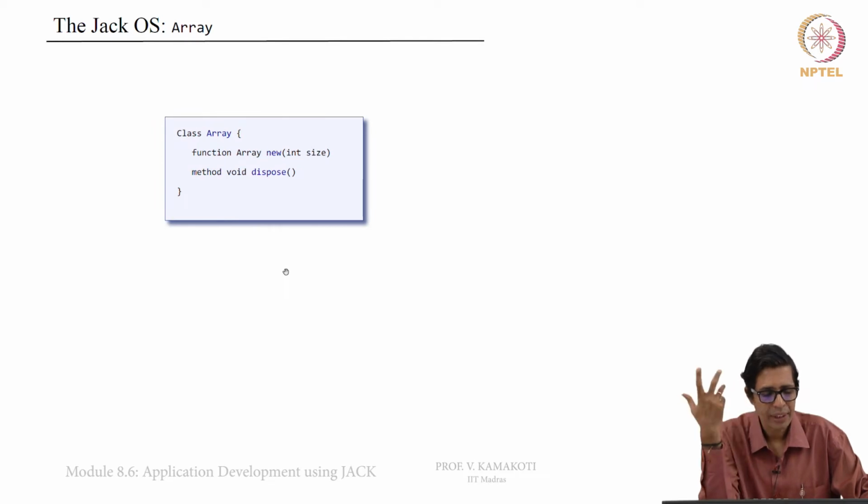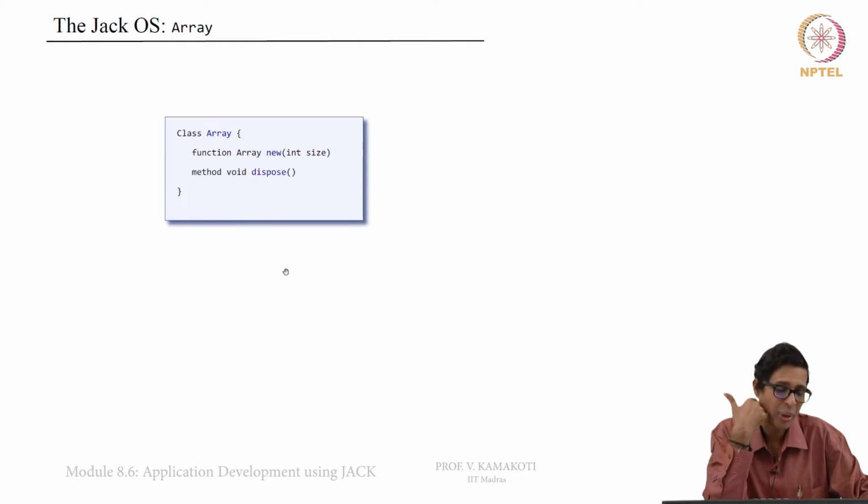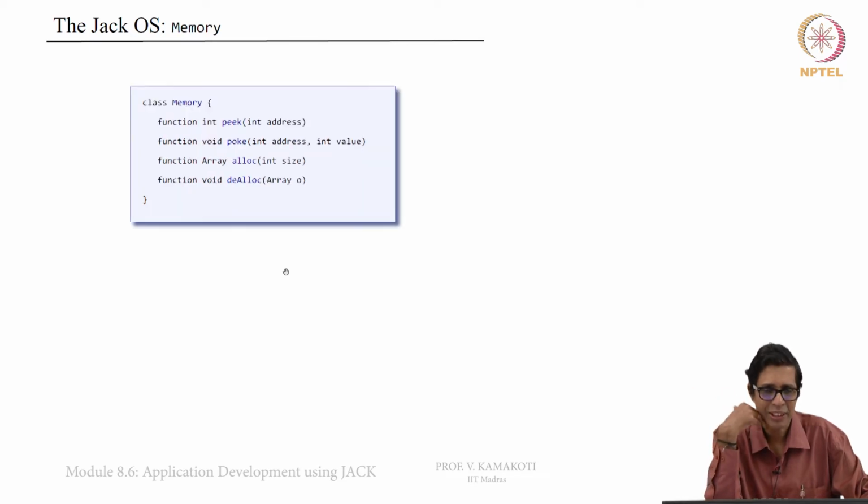And class Array: Array has new and dispose, and it is not typed. So, I can store multiple things in the same array, one location integer, one location character, etcetera.